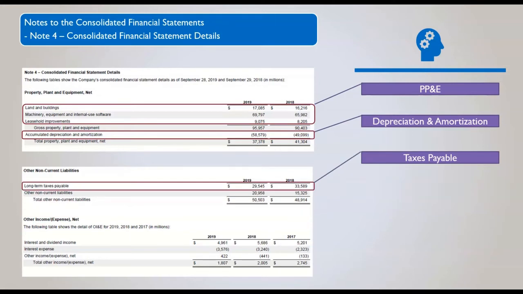Moving over to the bottom section, we can see other non-current liabilities. And here we see long-term taxes payable, which comprises $29.5 billion of the $50.5 billion of other non-current liabilities. These are essentially the taxes that Apple needs to pay in the future. The main point is that a significant portion of the other non-current liabilities relates to taxes payable from the company.